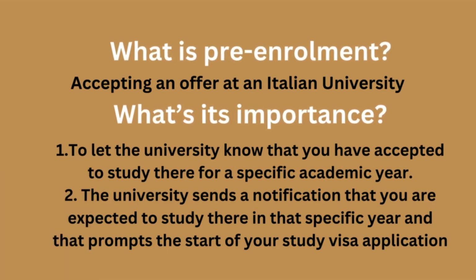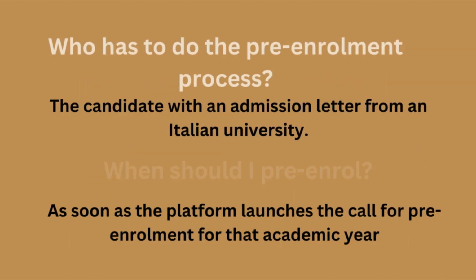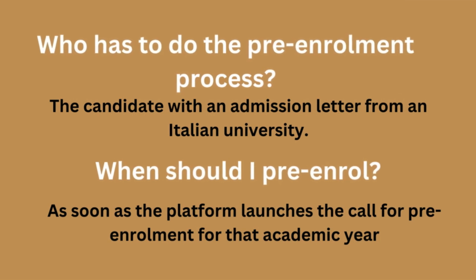First of all, what is pre-enrollment? It is basically you accepting your offer at an Italian university. What's its importance? It has got two importances. The first one is for you to let the university know that you have accepted to come and study at that particular university in that particular year. Number two is so that the university can notify the embassy in your city or in your country so that you can start your visa application process.